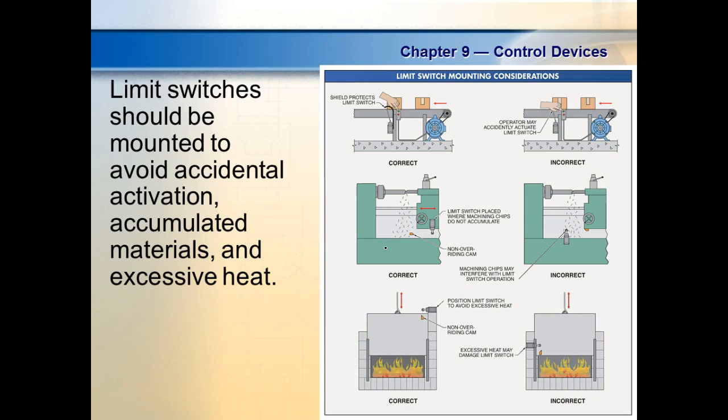What page is in the book? If you need a better picture. So what's wrong with the incorrect? Yeah, there's no shield on the limit switch that prevents what? Accidental activation. And so the one on the left, they did that. What's wrong with the next two?